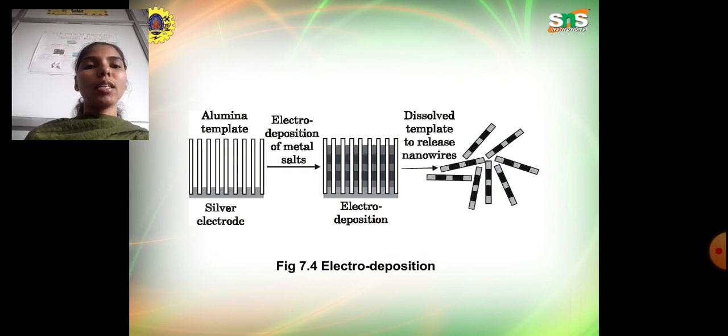Electro deposition, that is silver electrode. Alumina template, electro deposition of metal salts. Electro deposition, then dissolve the template to release nano wires. This is the electro deposition process.